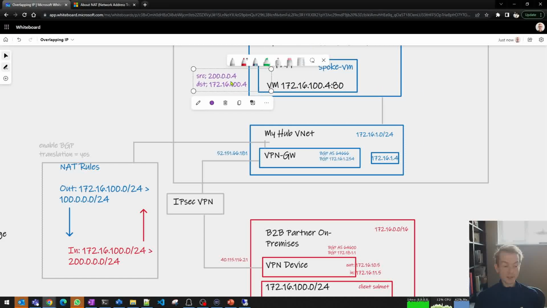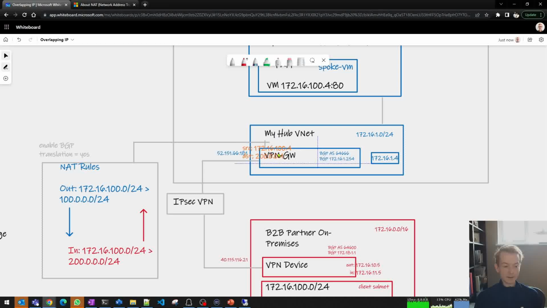My spoke virtual machine, as we saw with the TCP dump, receives a packet because it's destined for it, and it's sourced from this range here. It will respond, and it will respond to the 200 range. Now the source becomes, let's change this to orange. This is the reply packet. The reply packet now gets routed. The spoke now has a route that says any traffic going to the 200 range, go to the VPN gateway, and that was injected dynamically when we instantiated our NAT rules.